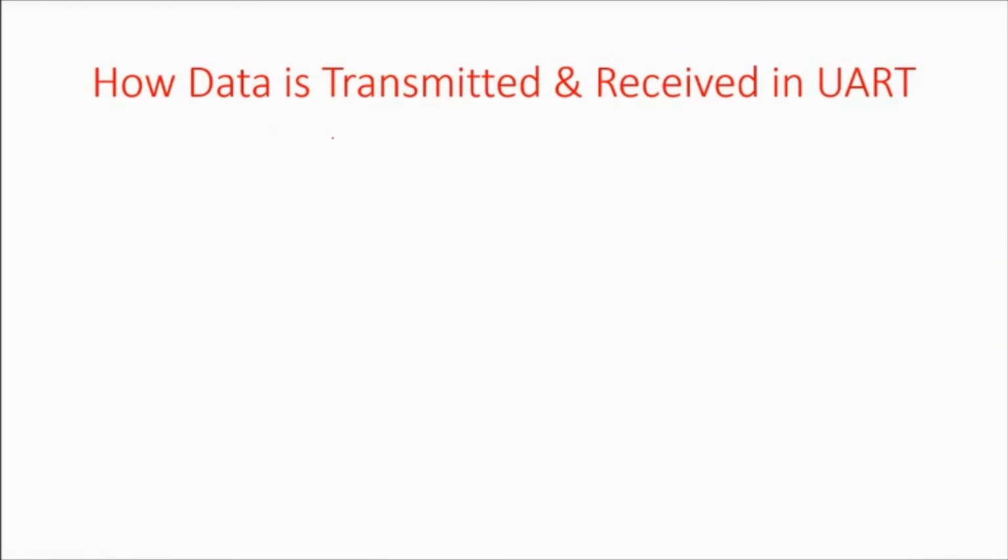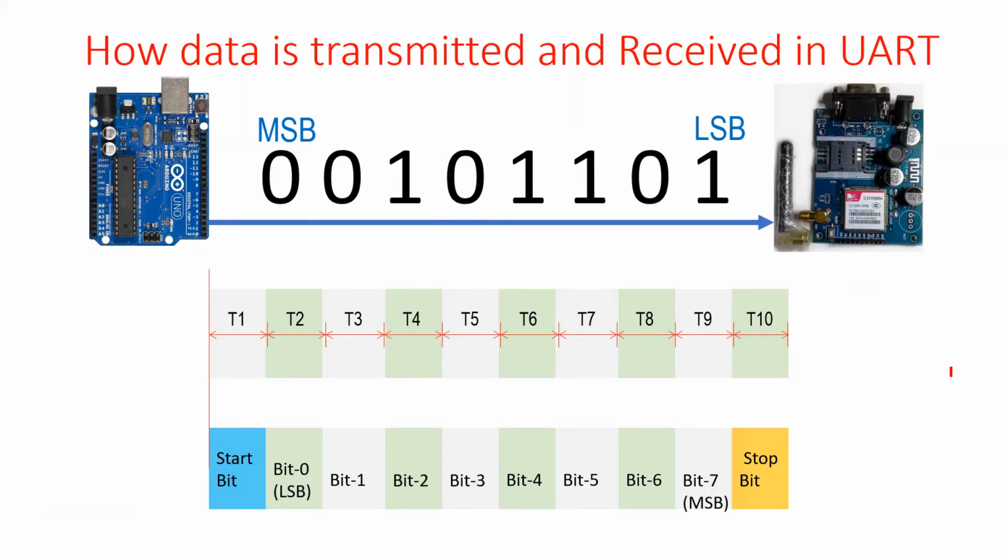The data is transmitted and received in packets, in 8-bit packets. Let us now try to understand how data is transmitted and received in UART communication. For example, let us say the Arduino is transmitting this 8-bit data to a GSM modem via UART. This 8-bit data is 00101101, of which this 1 is the least significant bit and this 0 is the most significant bit.